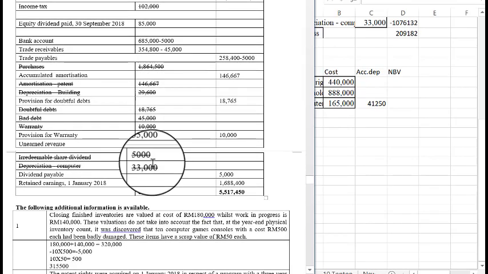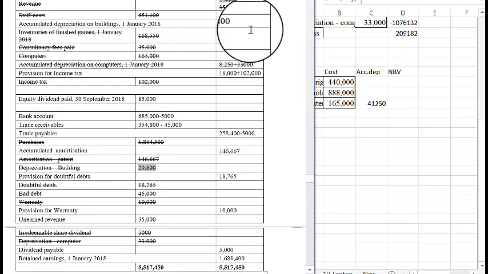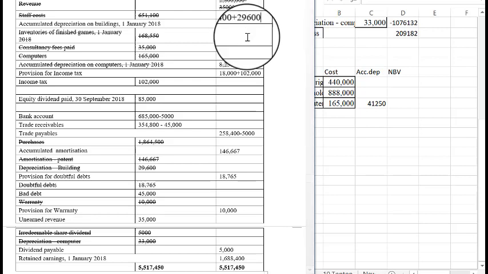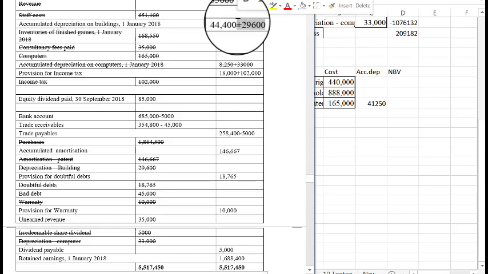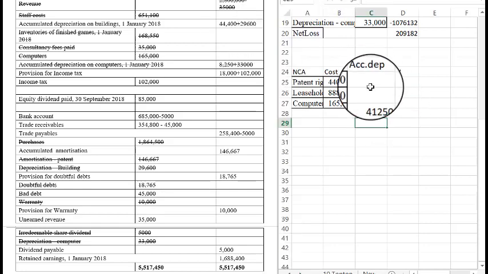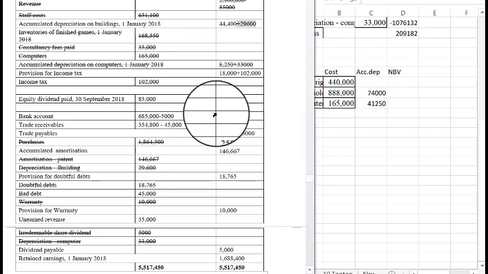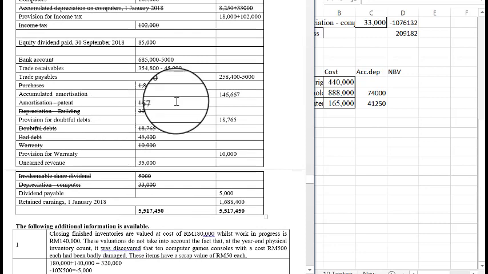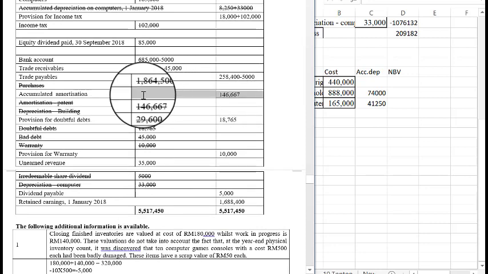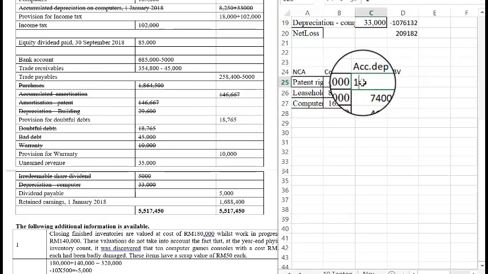Okay, then accumulated depreciation on building. This is opening, but for current year depreciations on building is 29,600. So here you should plus 29,600. Okay, so total depreciation will become 74,000 for building. Okay, and the last one is the amortizations on your patents here. So this is the figure on your amortizations. So you have 144,667.